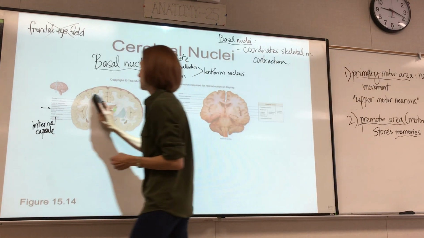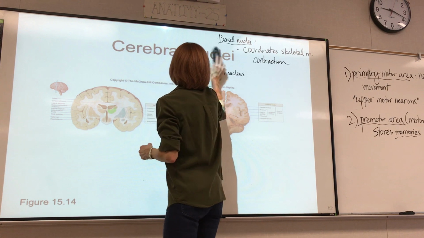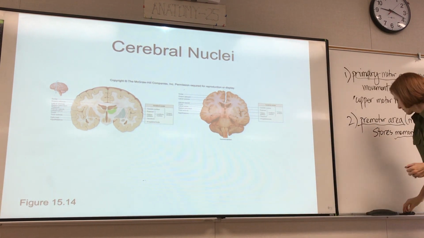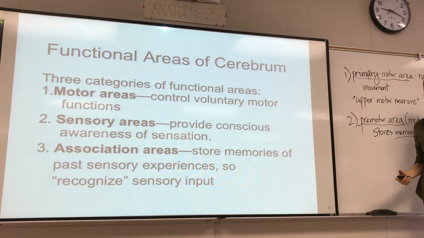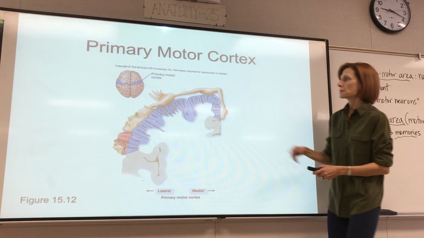Okay, so let's talk about the diencephalon, the area just below the cerebrum. The diencephalon has three main regions. Oh, and we've already talked about all of this. Yay! This is just a fun little diagram.